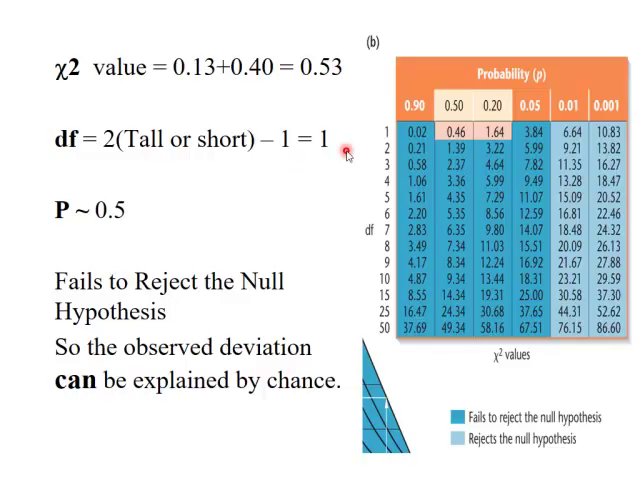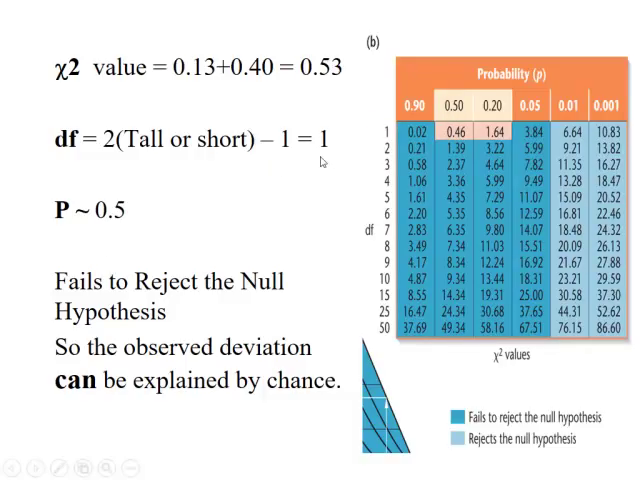So now I'm going to take that information and use it in our chi-square value table. Start with your degrees of freedom. We're at 1, so we're going to look in this row. We look for the number that's closest to our chi-square value. It's going to be somewhere in here, probably closest to this 0.46, because 0.53 is closest to 0.46. So we'll say our probability is around 0.5.